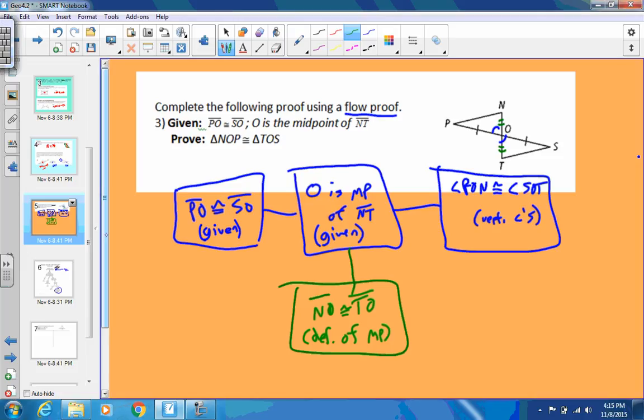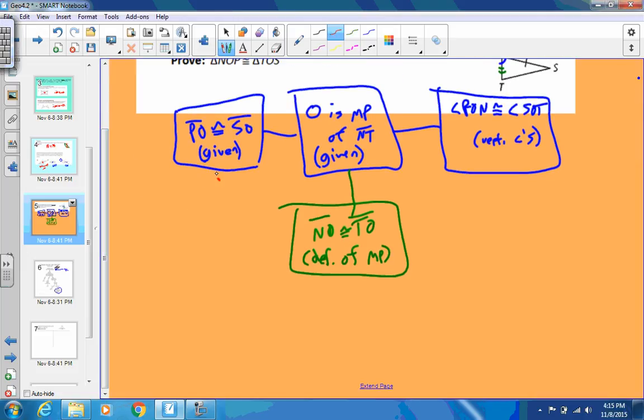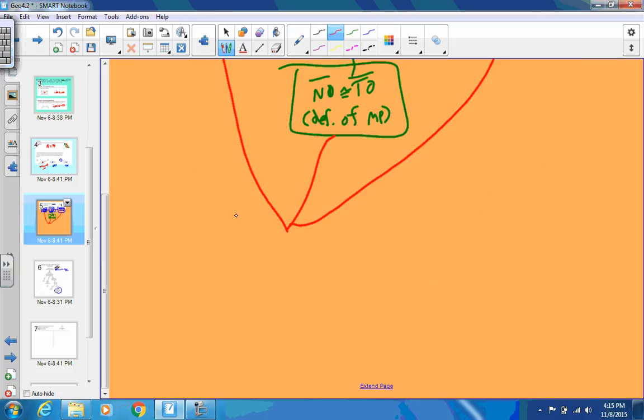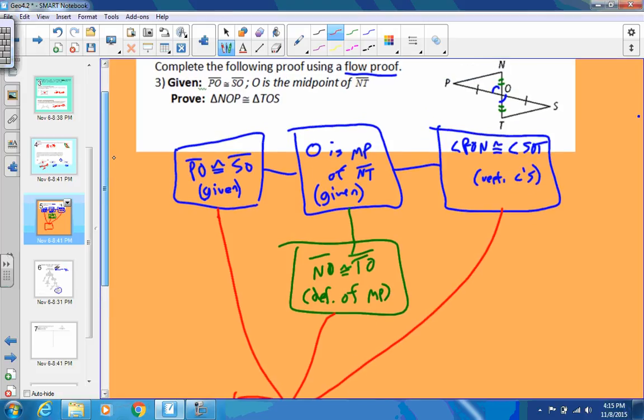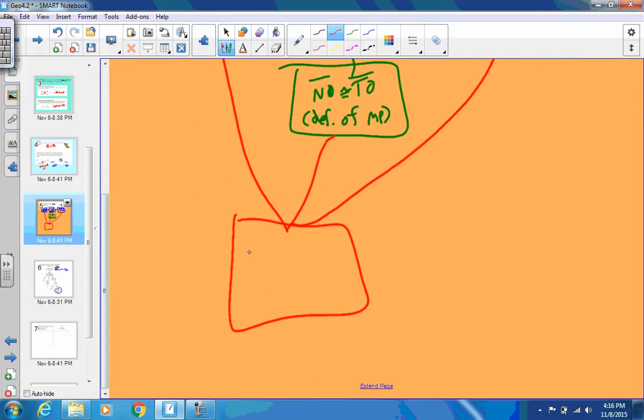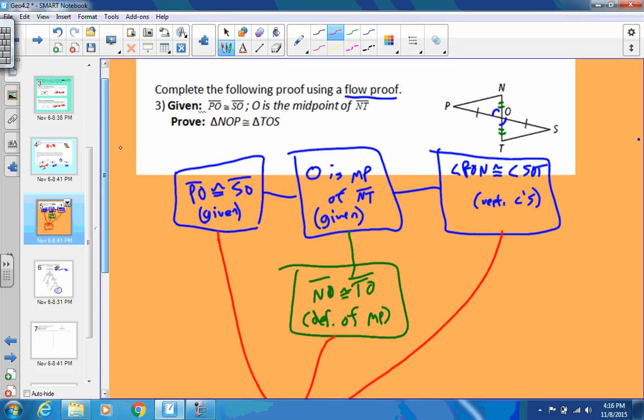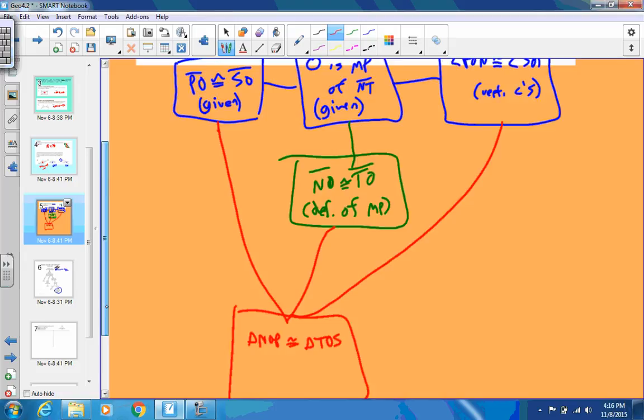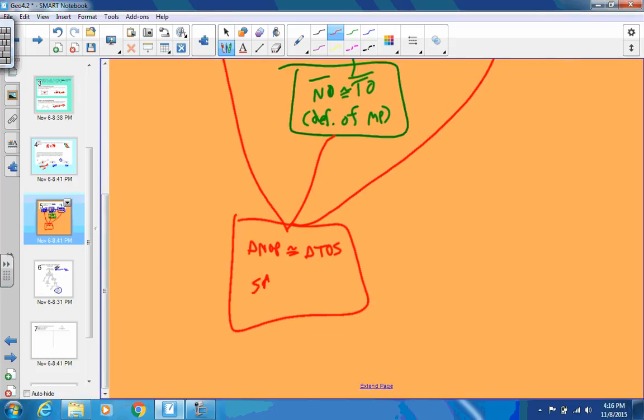Oh, get this. We already have enough information. I'm going to combine those three pieces to draw our conclusion that triangle NOP and triangle TOS are congruent, because we have a side angle side. The angle is included, because of the side angle side postulate. And then we give ourselves a smiley face because we proved it.